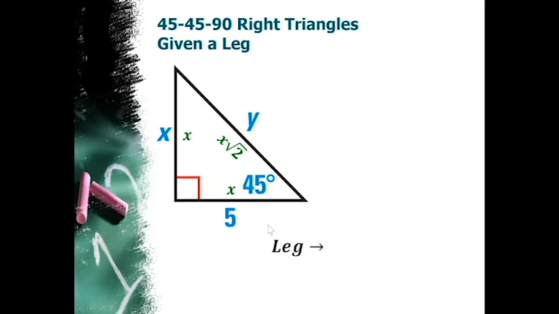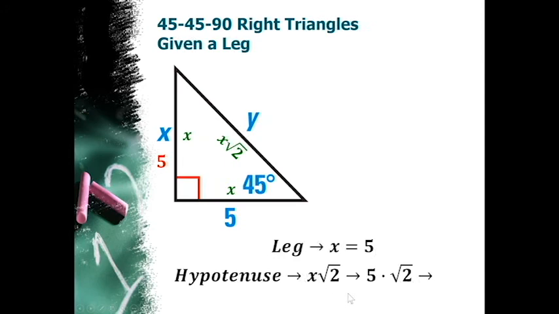We start off by looking at the leg. We're going to make the leg equal to the rule like we did before. x equals 5. That tells us not just that this leg is 5, but our other leg is also 5. Now to find our hypotenuse, we take a look at our rule, which is x root 2. We substitute in the x value, which is 5. That gives us 5 times root 2, which is 5 root 2. And that's our hypotenuse.